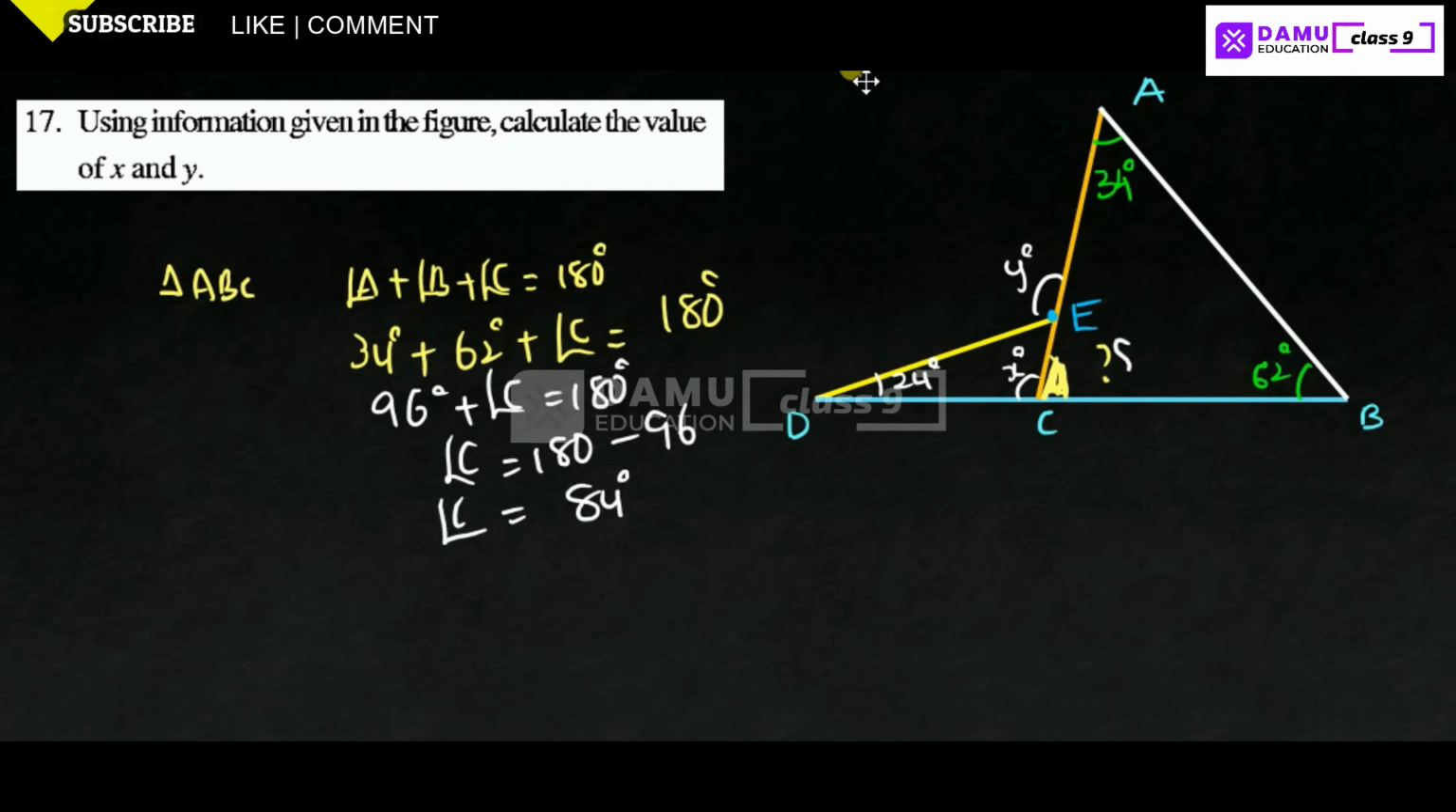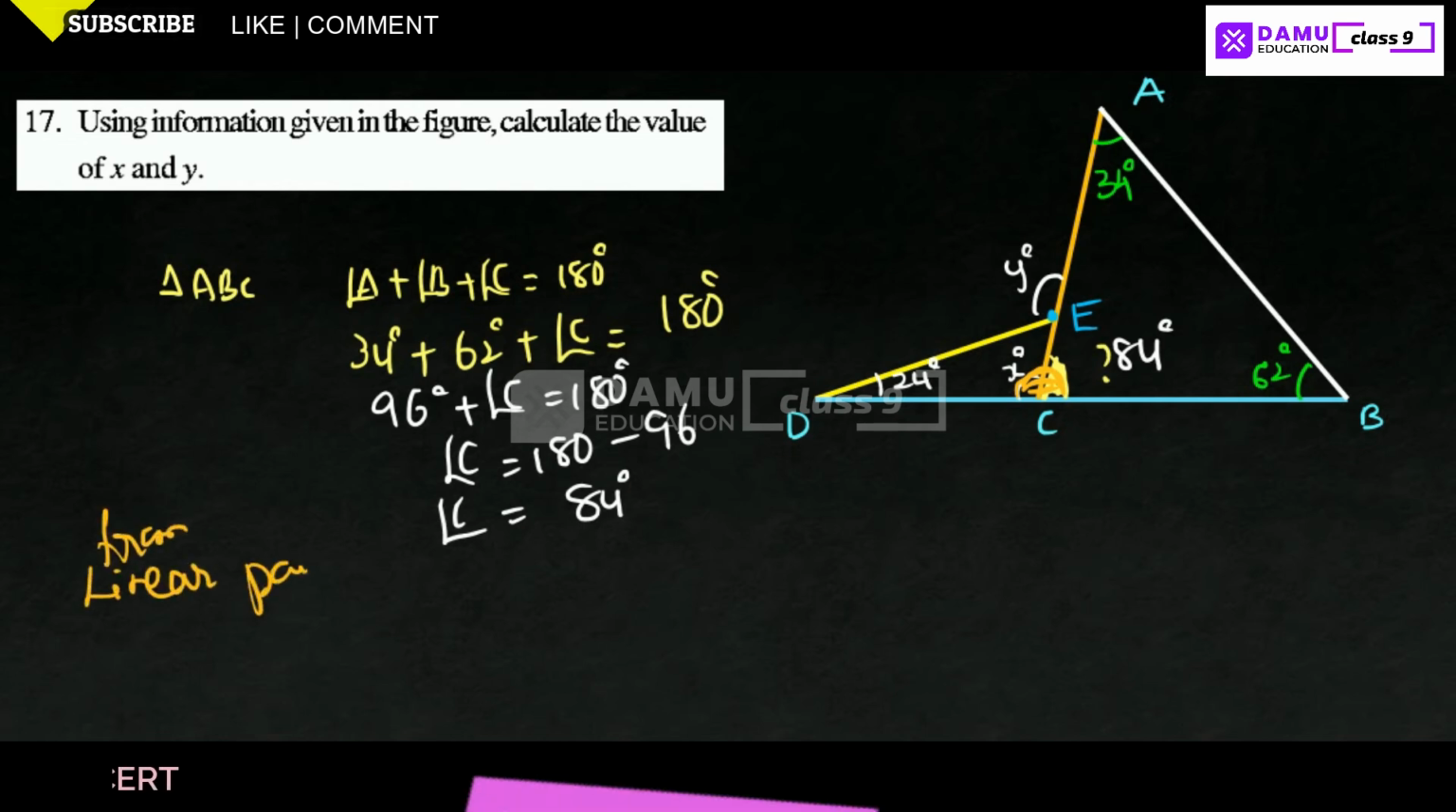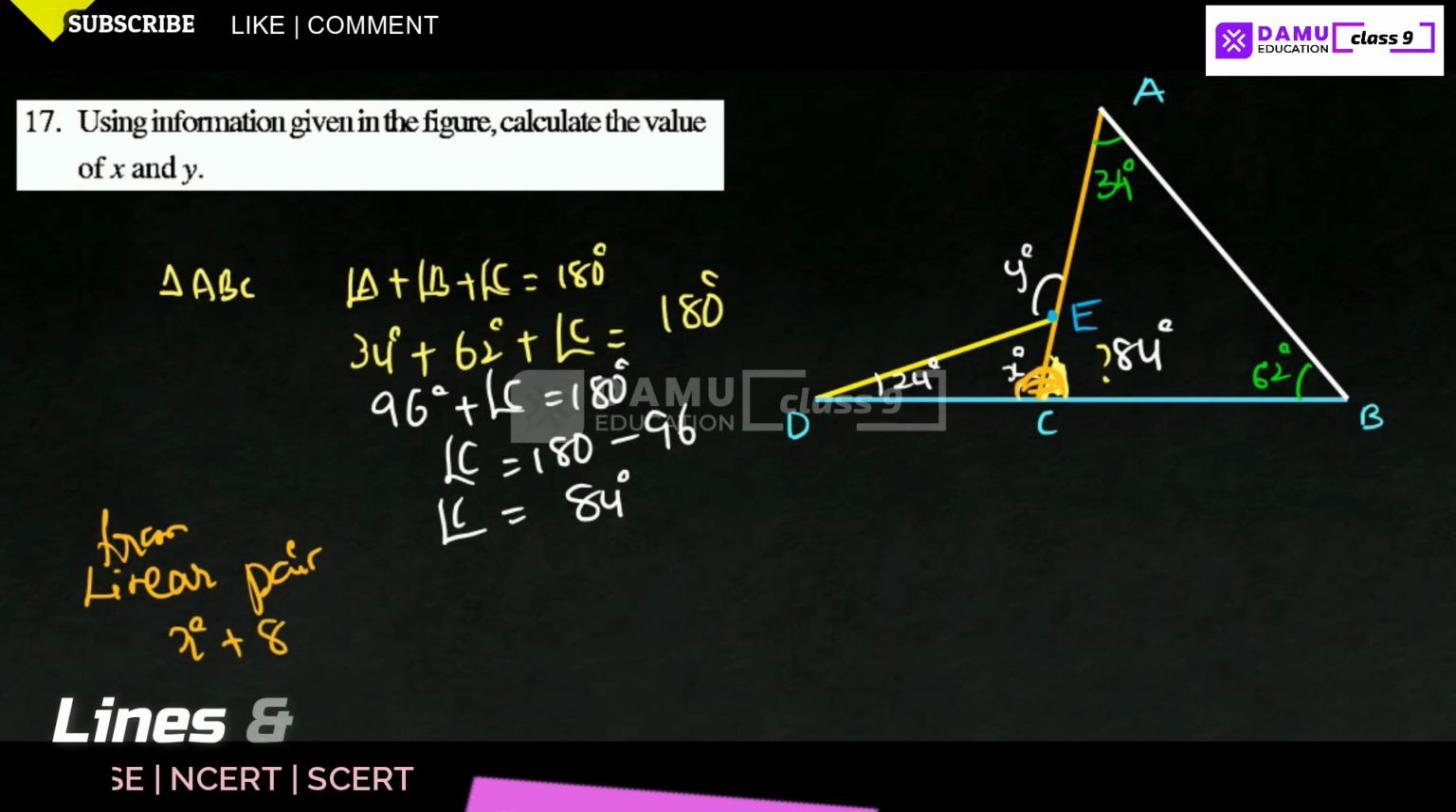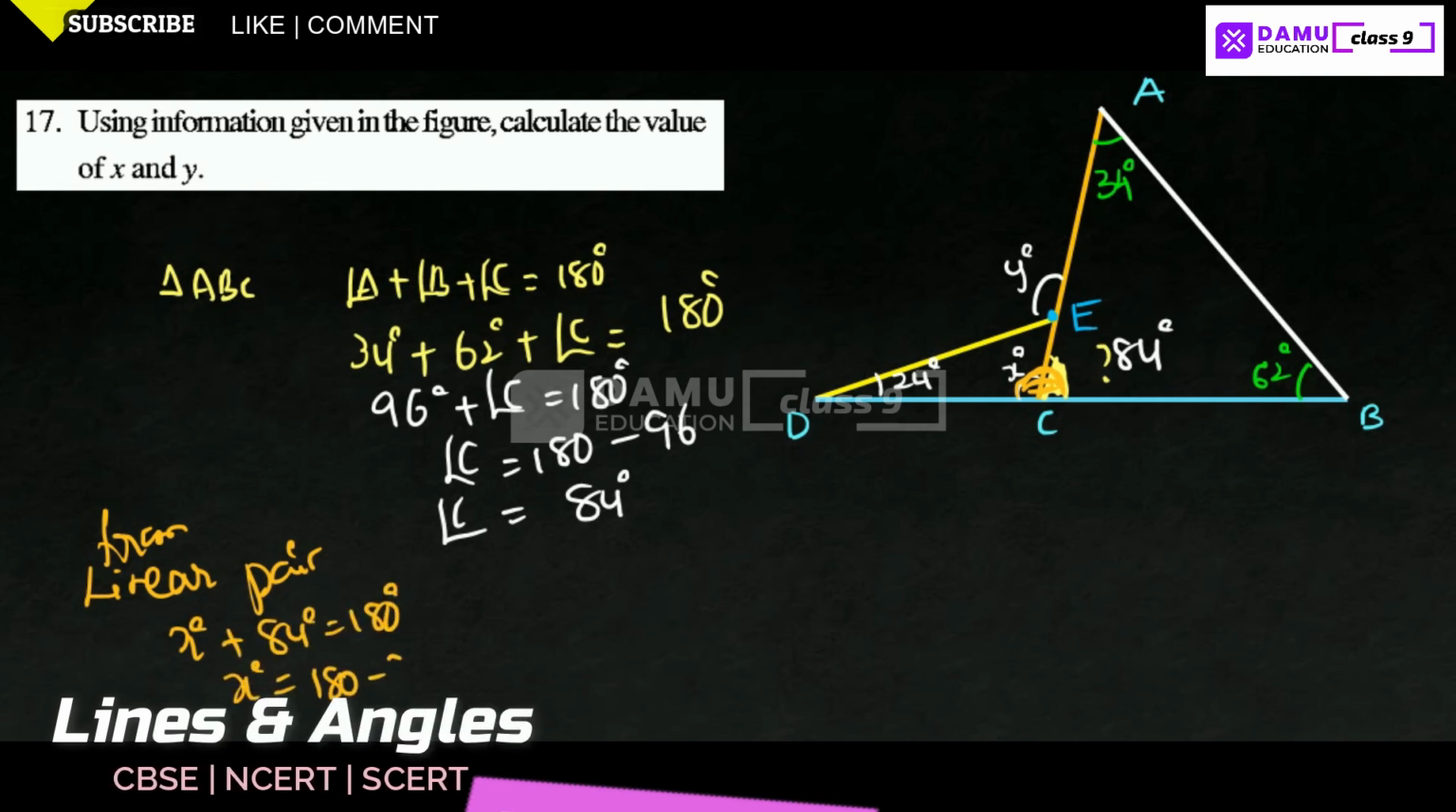So this angle is 84 degrees. From linear pair, the sum of these two angles will be equal to 180 degrees. From linear pair, angle x degrees plus 84 degrees will be equal to 180 degrees. Then x degrees will be equal to 180 minus 84, which will be equal to 96 degrees. So angle x will be equal to 96 degrees. Like that we need to calculate.